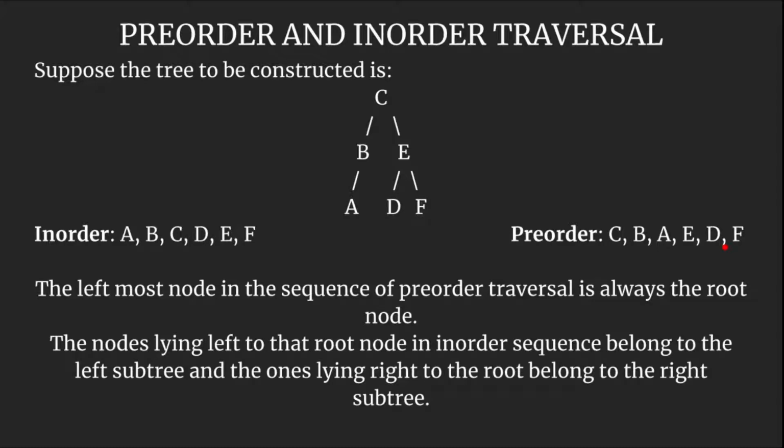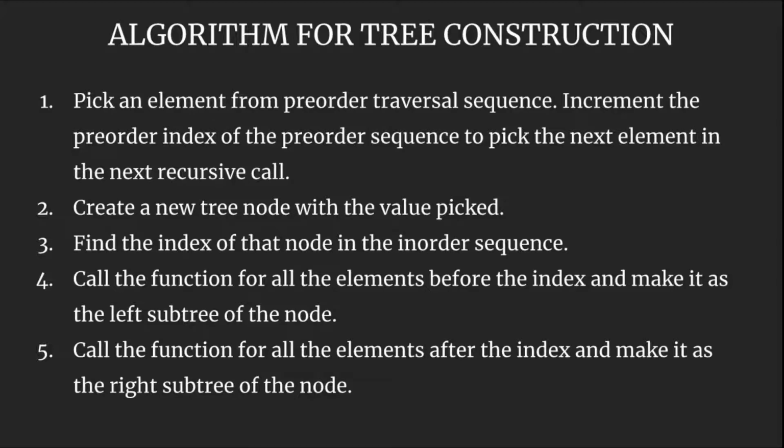So two things to observe from these traversals: the leftmost node in the sequence of the pre-order traversal is always the root node of the binary tree, and the nodes lying left of that root node in the in-order sequence belong to the left subtree, and the ones lying right of the node belong to the right subtree. So when we do the program for tree construction from the in-order and pre-order traversal, we'll have to keep in mind this particular algorithm.